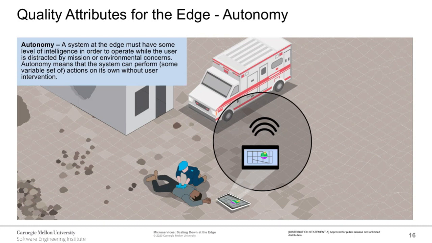We're basically just saying that autonomy is where a system at the edge must have some level of intelligence. We're not defining that level of intelligence, but some level of intelligence in order to operate while the user is distracted by mission or environmental concerns. Autonomy, therefore, means that the system can perform some variable set of actions on its own without user intervention. So the need for autonomy is therefore based on the challenge of edge environments being dangerous and requiring significant attention.